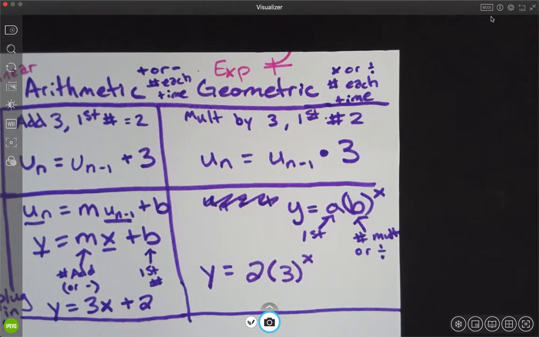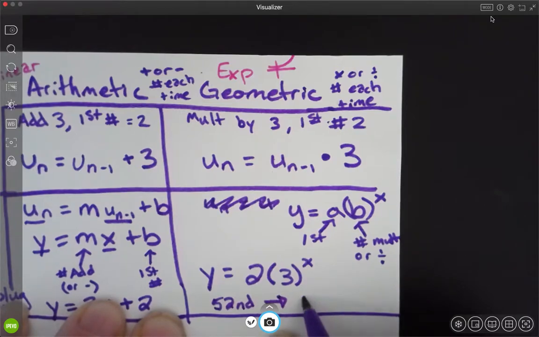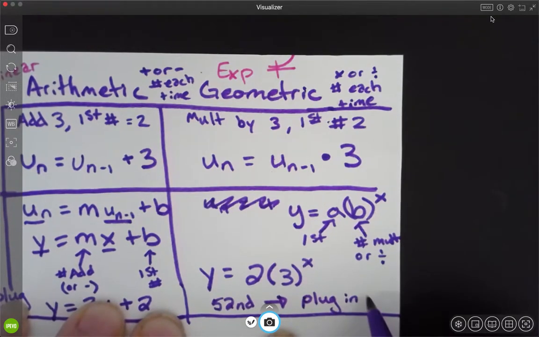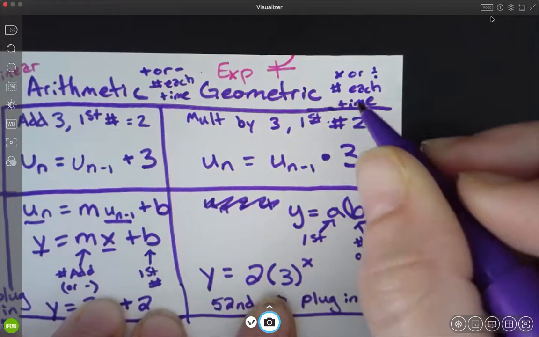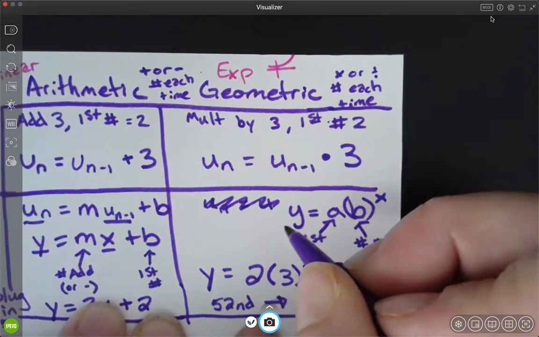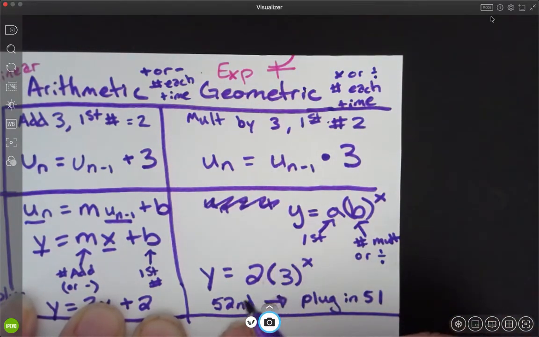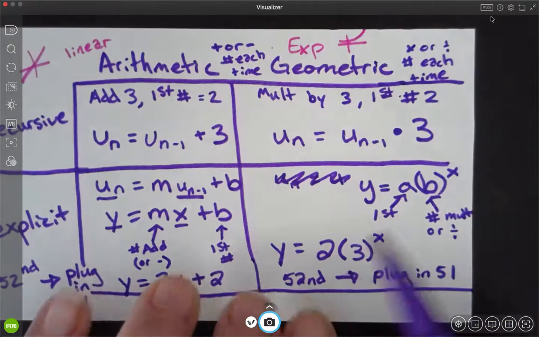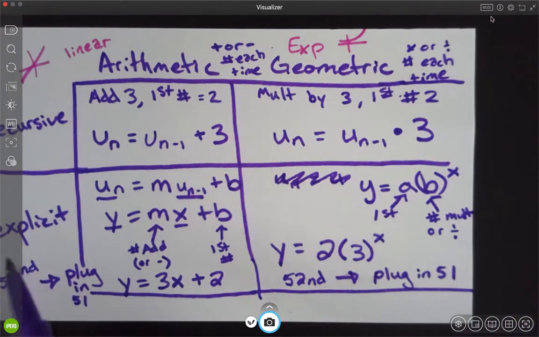Now, again, if you're doing the 52nd term, you're going to plug in 51, because if I plug 0 in, that would give me my first term of 2. So 0 is actually reflecting the first term. So 51 would actually reflect the 52nd term. So there's just a little bit about arithmetic versus geometric, recursive versus explicit.